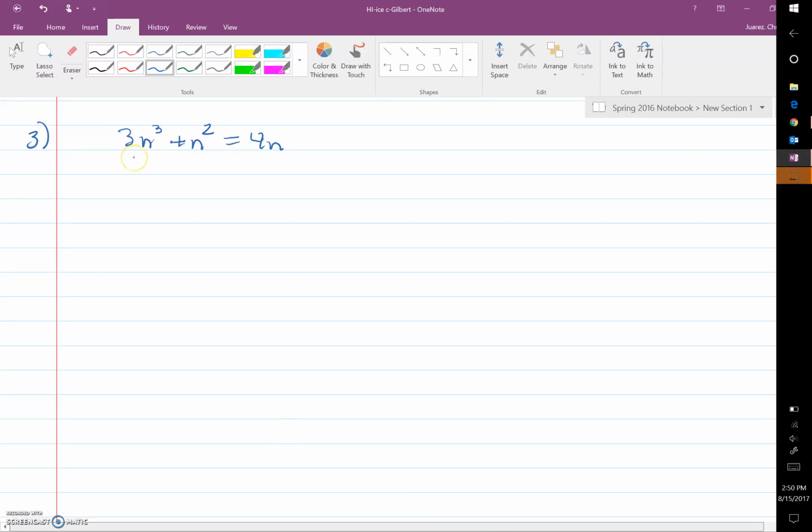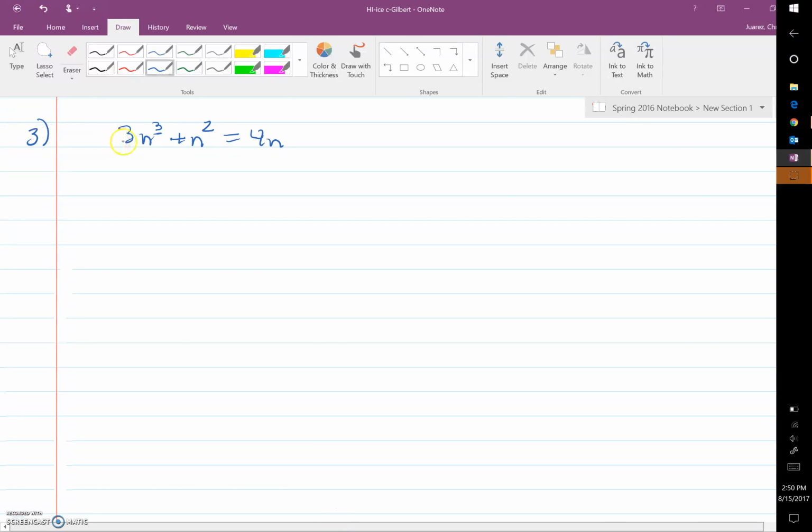So, first thing we're going to do, again, this guy is our biggest exponent, and he's positive. This term is positive, so we want him to be positive, so let's just move this guy to the other side. We'll subtract the 4n. So we've got 3n to the third plus n squared minus 4n equals 0. Now, rule number 1, any greatest common factors. Well, yeah, I can get an n out, and that leaves me with 3n squared plus n minus 4 equals 0.